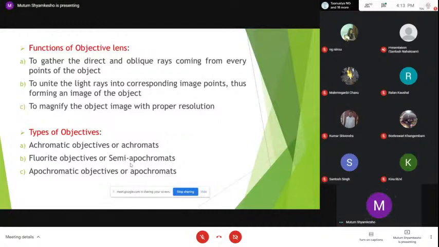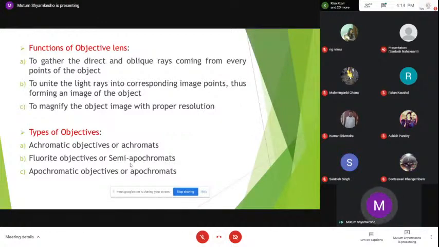That is, it gathers both the direct and oblique rays coming from every point of the object, and these direct rays are to be combined or united at the image plane to form corresponding image points.